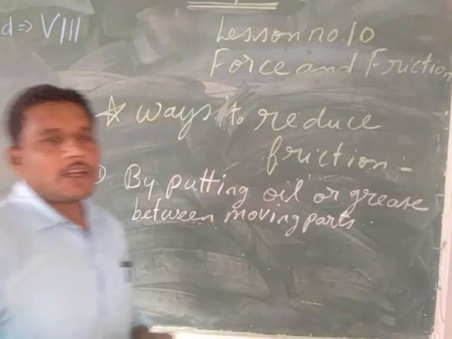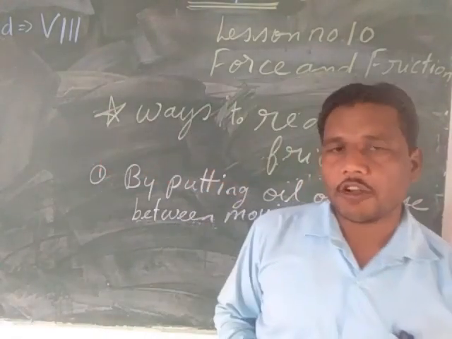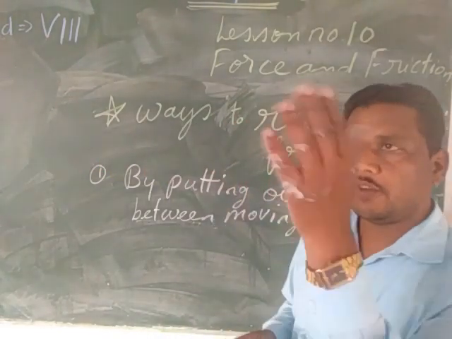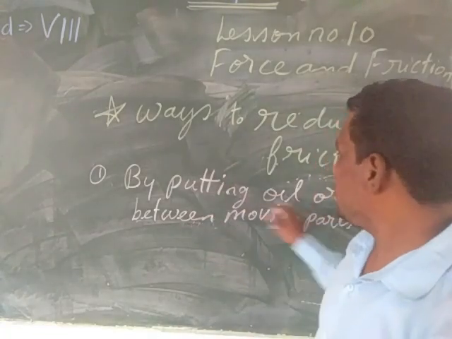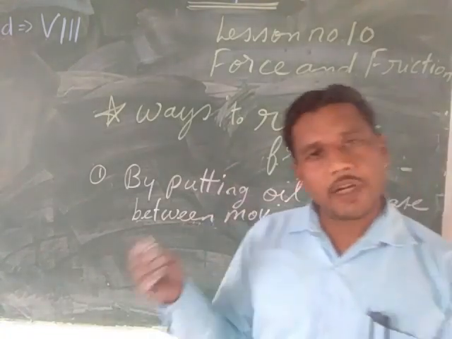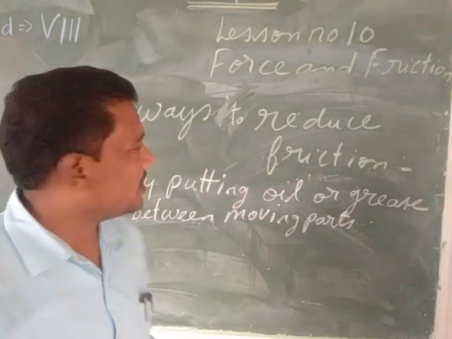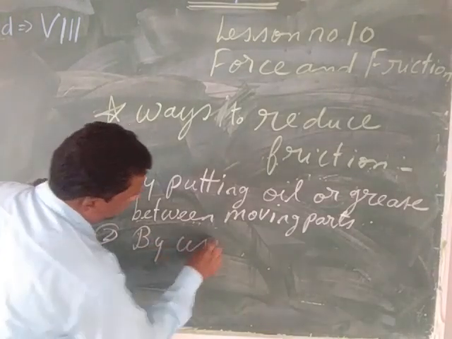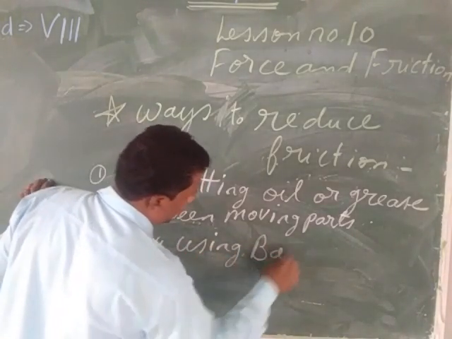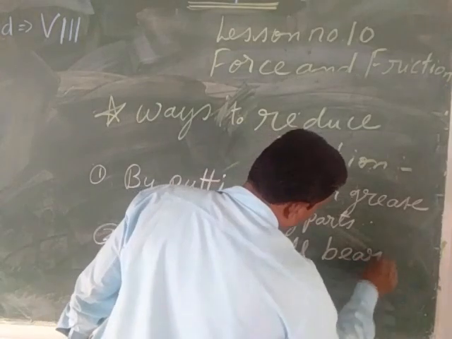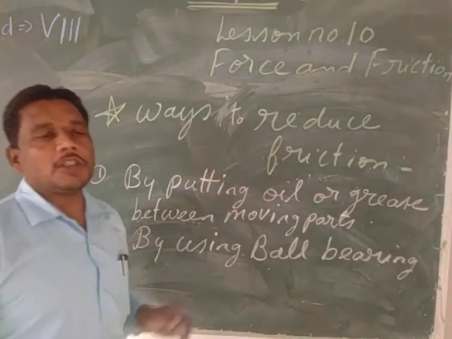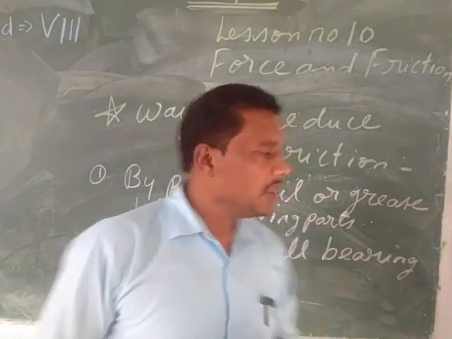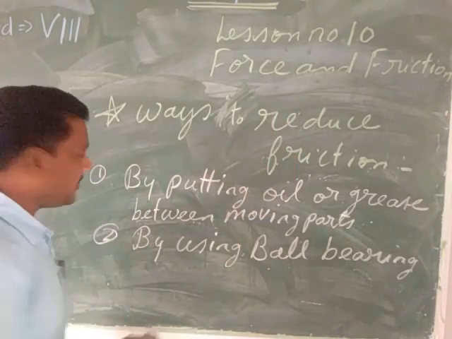See, we put oil and grease in our bicycles, our doors and windows, and even in our fans. So we put oil and grease between the moving parts to reduce the friction. In the same way, my child, by using ball bearings. Suppose we use a ball bearing between the moving parts, then also the friction is reduced.